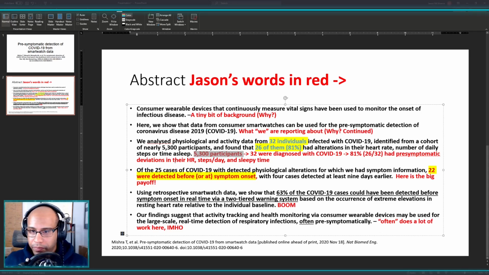And of those people who were diagnosed, 81% of them had pre-symptomatic deviations. So before they had symptoms, probably before they knew they had COVID-19, their smartwatch data was showing changes in heart rate, steps per day, and time of sleep per night. So changes in their sleep pattern essentially, which is kind of cool, right? So what does that mean in our lives?